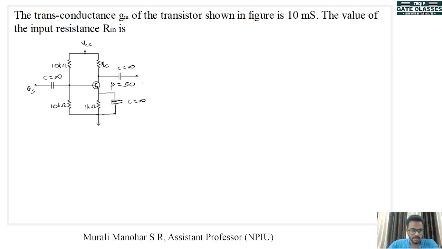Now beta is 50, Gm is 10 millisiemens. So R pi is given by beta divided by Gm. Beta is given as 50 and Gm is given as 10 millisiemens, that is 10 into 10 to the power minus 3. So this will give us R pi as 5 kilo ohm. Okay. Now we can draw the R pi model of this circuit.